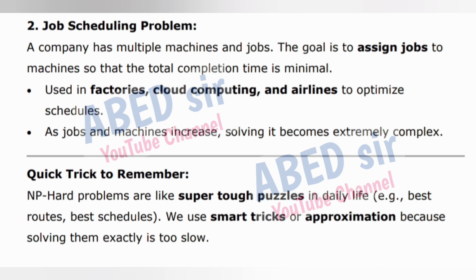Quick trick to remember: NP hard problems are like super tough puzzles in daily life. Example: best routes, best schedules. We use smart tricks or approximation because solving them exactly is too slow.